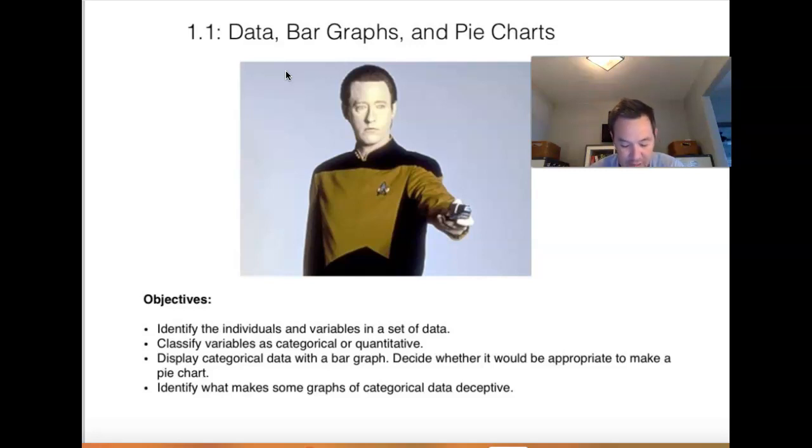So you want to be able to identify individuals and variables in a set of data, classify variables as categorical or quantitative, display categorical data with a bar graph and decide whether it would be appropriate to make a pie chart, and then identify what makes some graphs of categorical data deceptive.